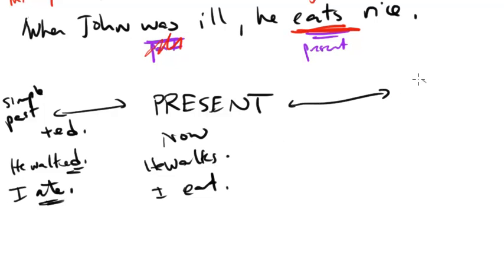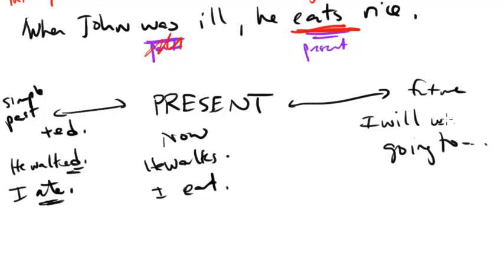For the future tense, unlike in other languages, like Spanish I think, you don't change the verb itself to denote future. You usually use things like "will" or "going to." So, I will walk. I am going to walk.